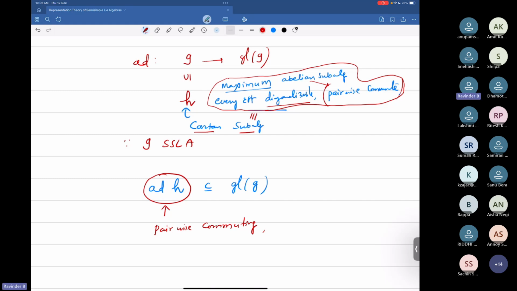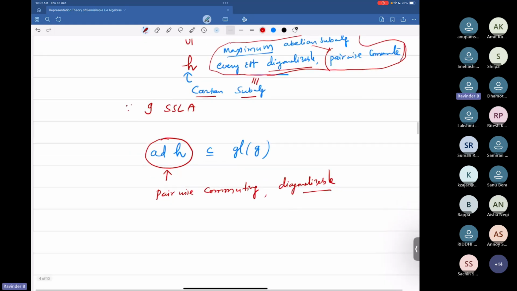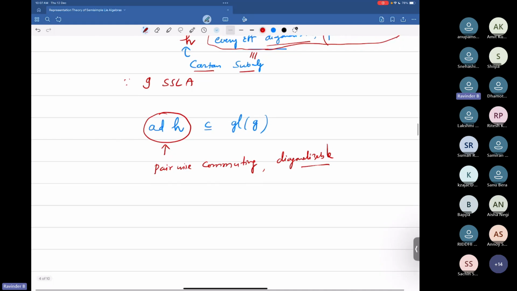Pairwise commuting, and what else? And they are in fact diagonalizable or semi-simple. So this is the fact I'm using. Because if you have a representation of a semi-simple Lie algebra, by preservation of Jordan decomposition, diagonalizable elements' image will be diagonalizable. Okay, so this is great so far. So what is the setting now? Pairwise commuting diagonalizable matrices. So you try to do the same thing. So this implies G is simultaneously diagonalized, meaning some eigenspaces will come.